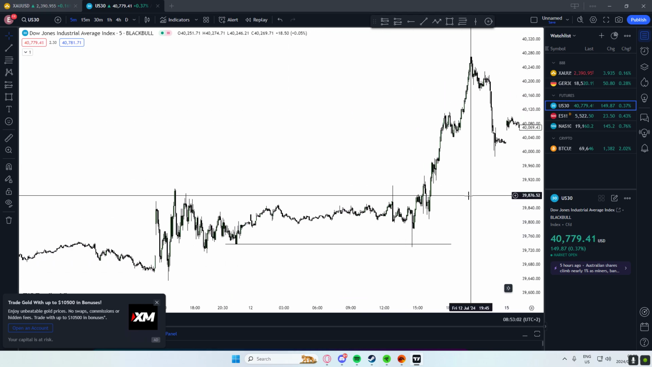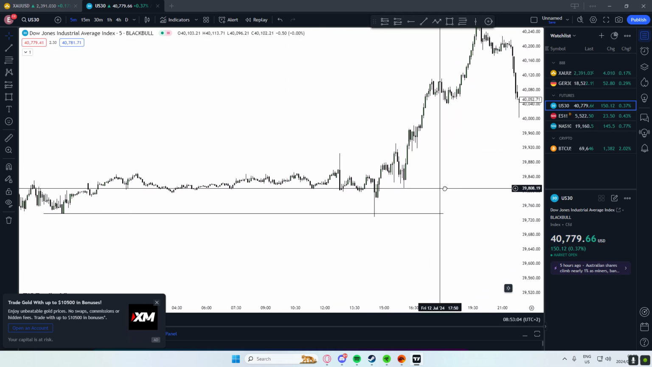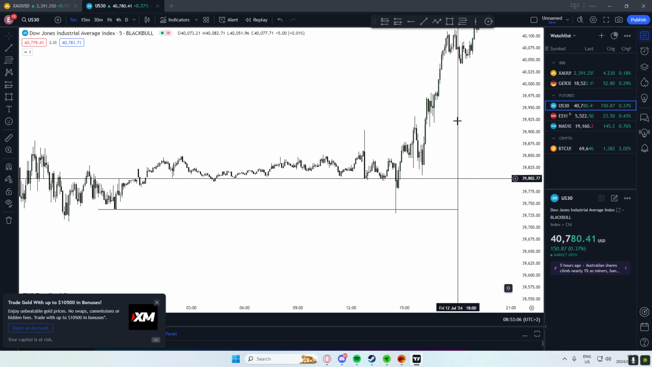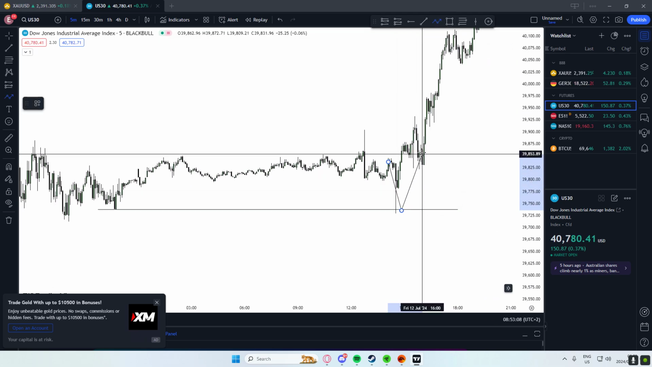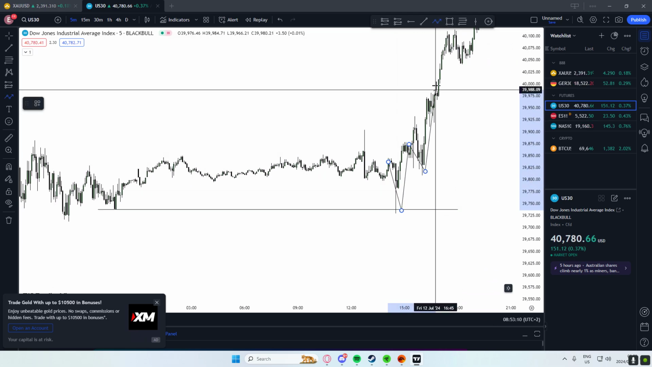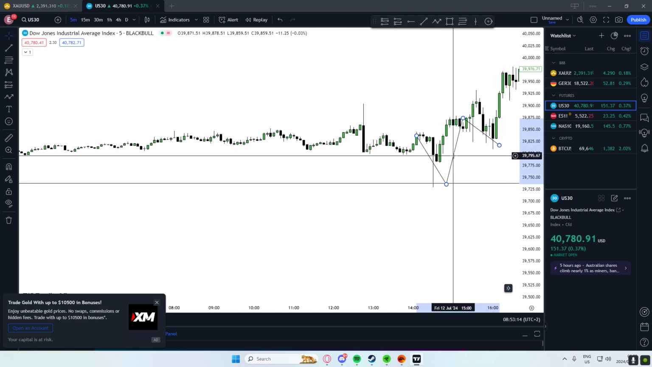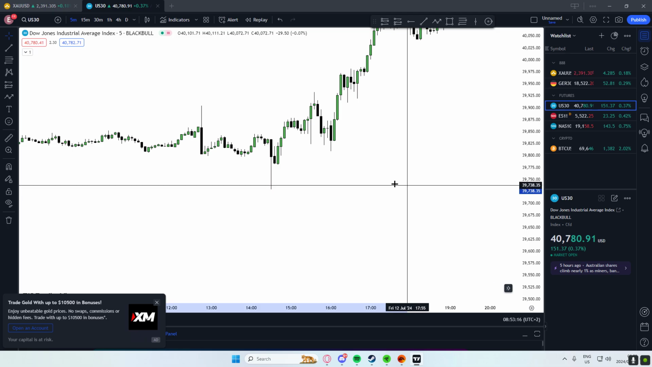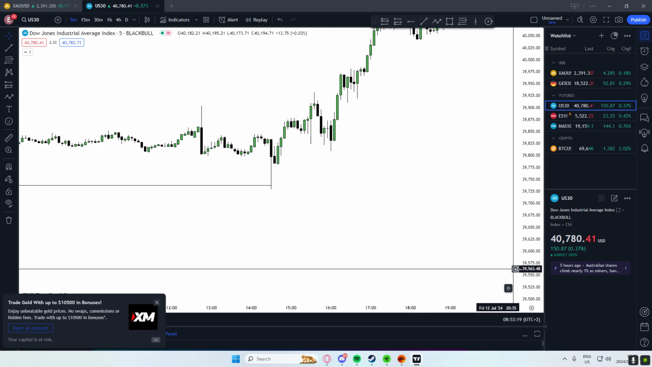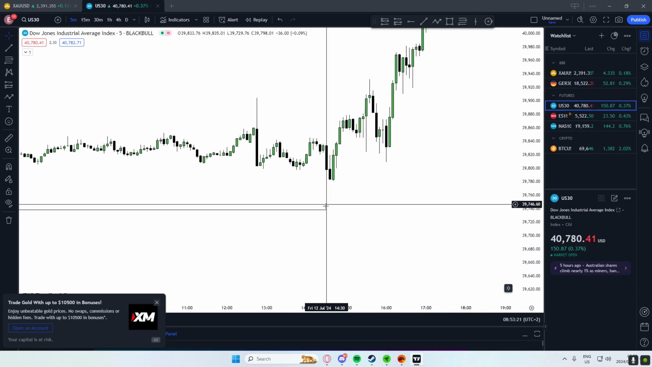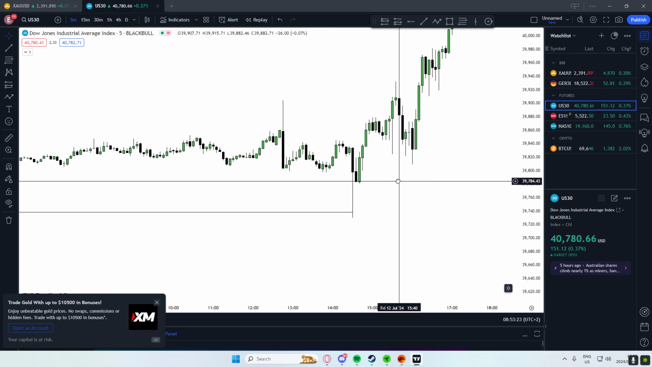Okay, here we go on the 5-minute. See how we sweep this level, sweep, push away, return, sweep, and then continuation to the next level. Okay, let me show you. This here would be the candle that swept the liquidity, right? Because we saw lower and a push away.